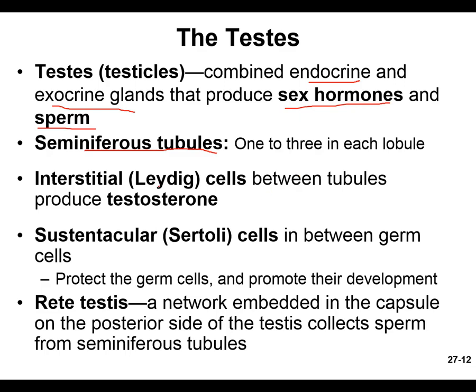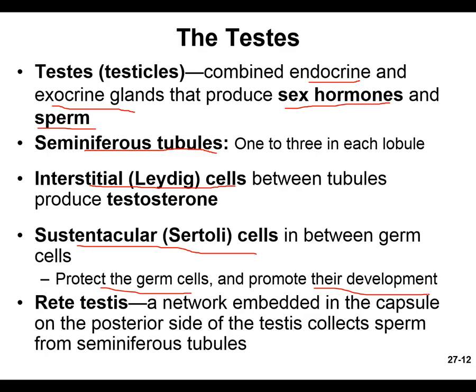You also see microscopically what are called interstitial cells or Leydig cells. Your interstitial cells produce testosterone. Now, we have another type of cell called the sustentacular or Sertoli cells. And I call these, and I think your book may as well, the nurse cells. So that kind of makes sense. They protect the germ cells, and they also promote their development.